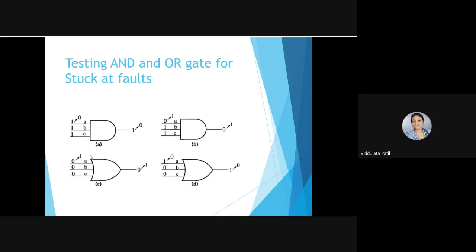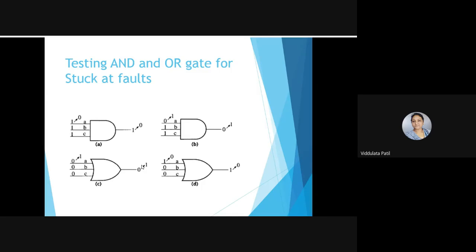Now similarly you can do this for the OR gate also. For the OR gate, you can check whether any of the input terminals is stuck at 1 or not. For that, you can give an input 0, 0, 0 at all the input terminals. Whenever you are giving all the input terminals at a 0 logic level, for an OR gate, correct output should be 0 only. But if any one of the inputs is at logic 1, then the output of that OR gate will become 1. So if any one of the input terminals is stuck at 1, wrongly the output of that OR gate will become 1, and then you can find out that there is a stuck at 1 fault present.